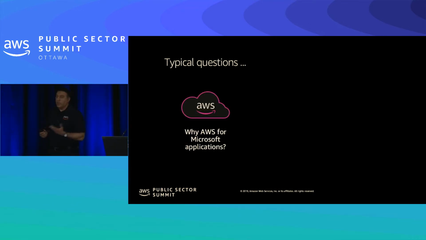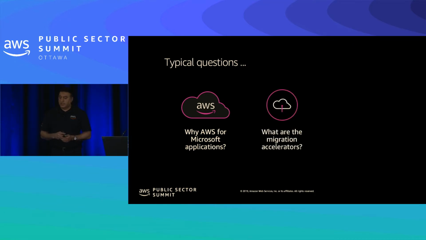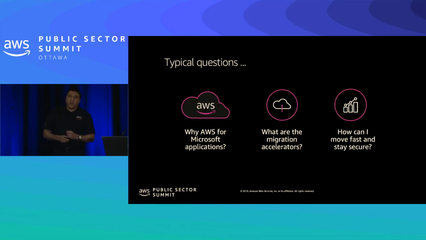First of all, why use AWS for Microsoft applications? And secondly, what are the migration accelerators? We'll talk about the landing zone in that context as well. And as well as how do you move fast and stay secure? Because you're migrating at a very fast pace in the cloud. How do you stay secure while you're moving fast?